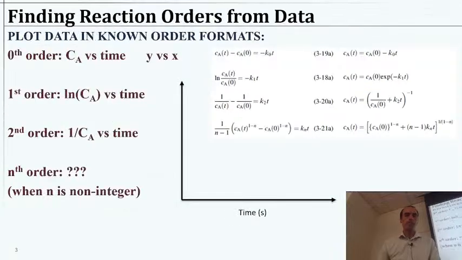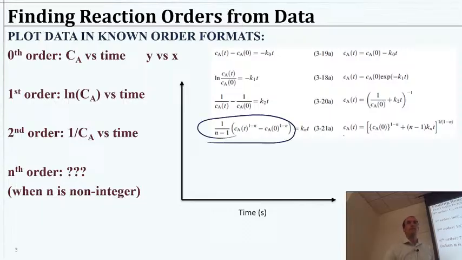So 0th order, we do c versus t. First order, we do the natural log of c versus time. Second order, we do 1 over c versus time. And nth order, that's where we do the special stuff. We do this stuff versus time, okay? But that falls apart if it happens to be n equals 1, in which case we go back to this.